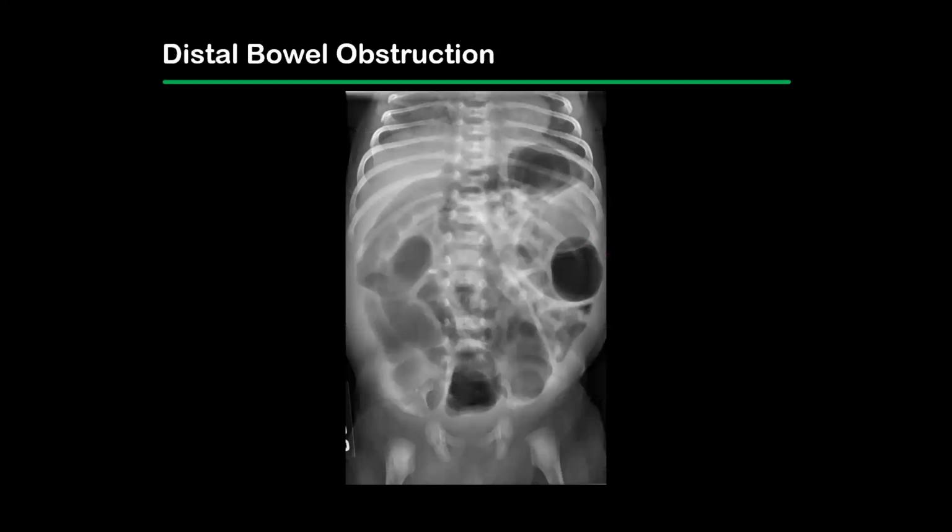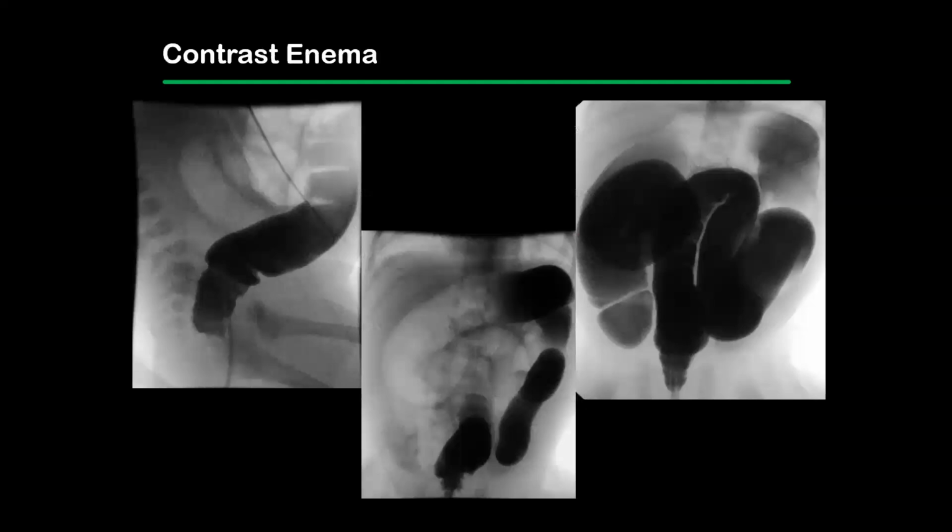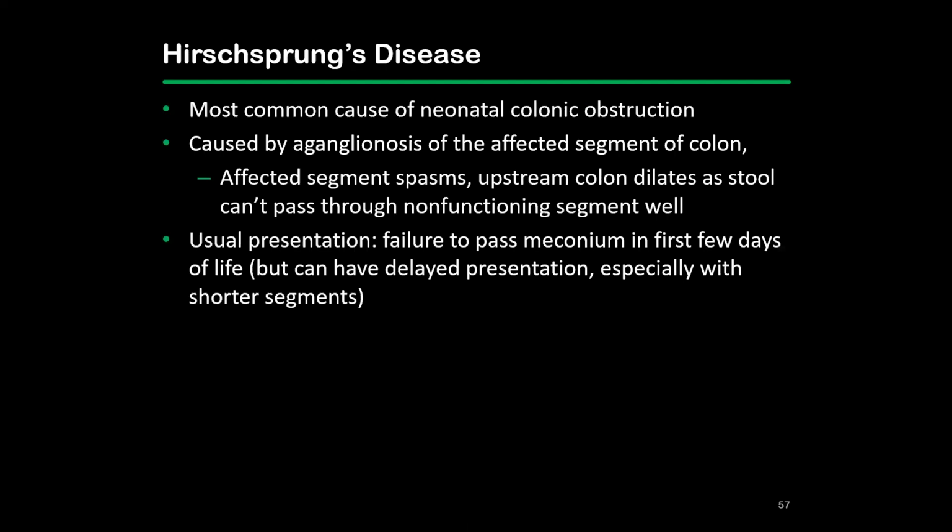This was just our baby who had the distal bowel obstruction, to show you what he had. We went ahead and did a contrast enema for this baby, which is, again, a fluoroscopic study, but we put in contrast through the bottom and see how it travels through. And we see that the rectum here is much smaller than the sigmoid colon, and then everything upstream of that rectum is very dilated compared to the rectum. This is diagnostic of Hirschsprung's disease, which is the most common congenital cause of neonatal colonic obstruction.